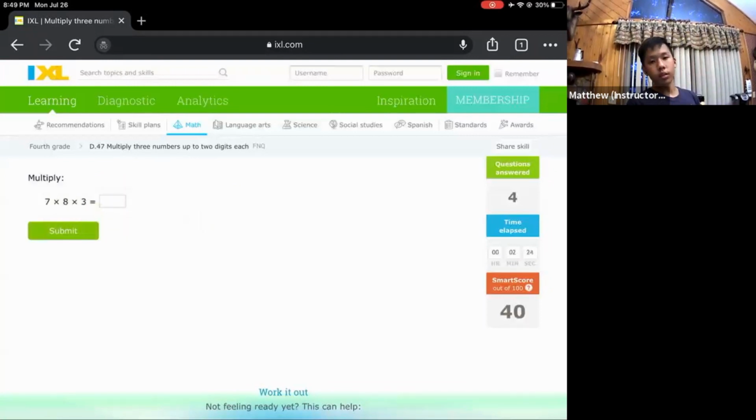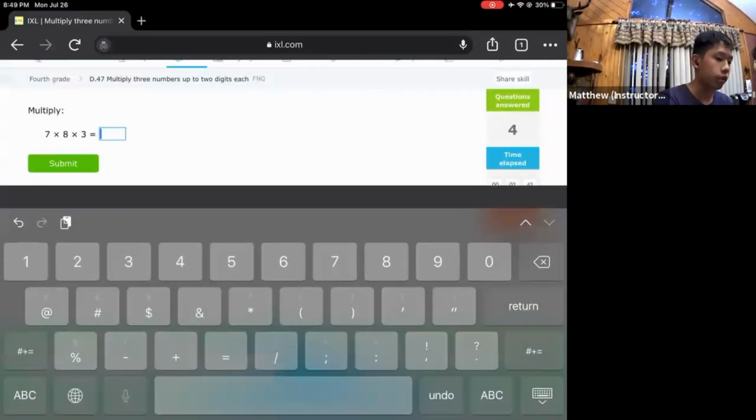So, next question, 7 times 8 times 3. Speaking of speed now. Well, the simplest way I can see is just 7 times 3 times 8, which is equal to 21 times 8. 20 times 8 is 160, plus the 1 times 8, so that's 168.